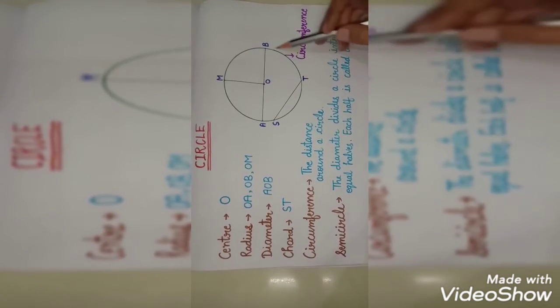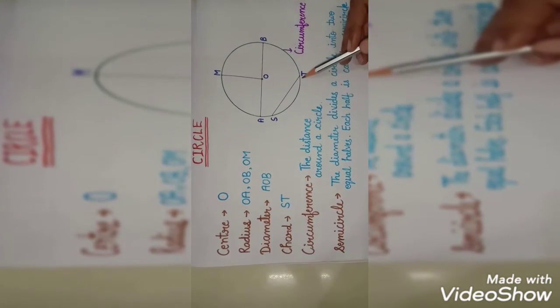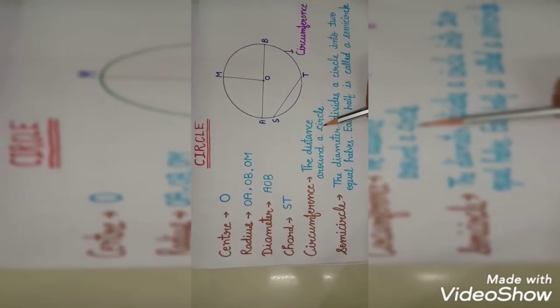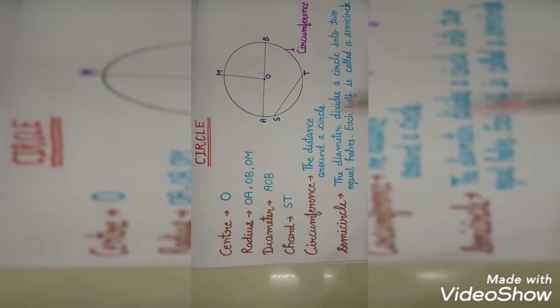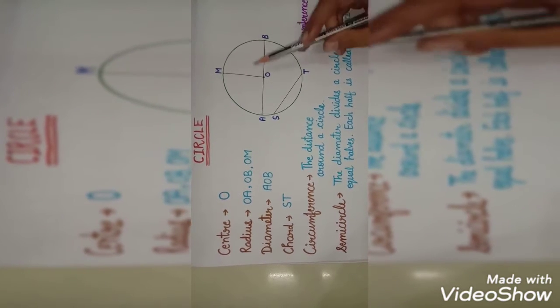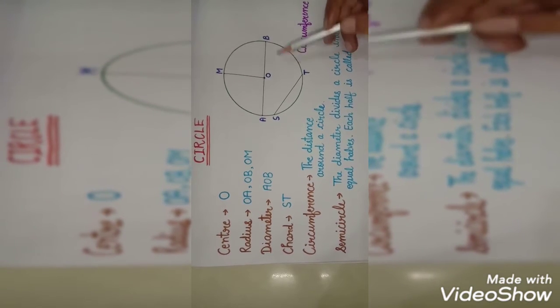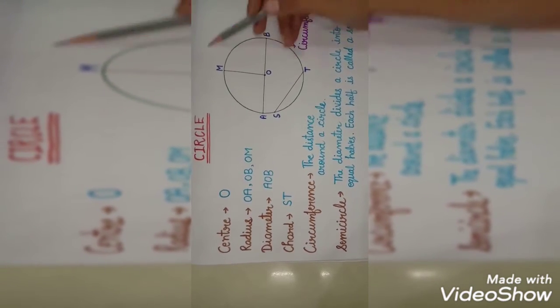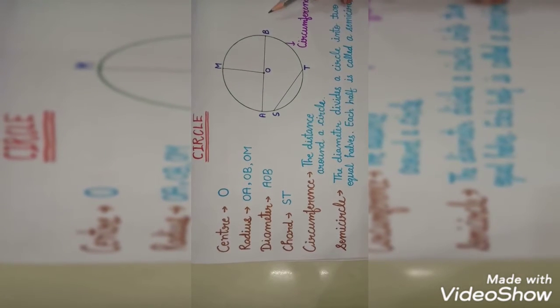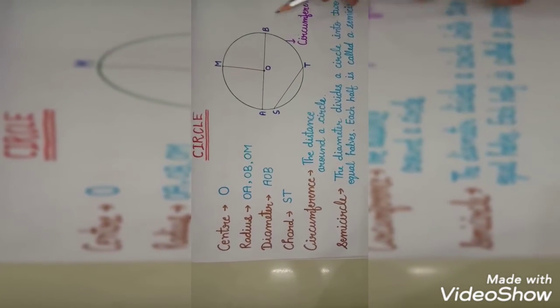The distance around the circle is called its circumference. The area enclosed by the circumference is called the interior of the circle and the area outside the circumference is called the exterior of the circle.